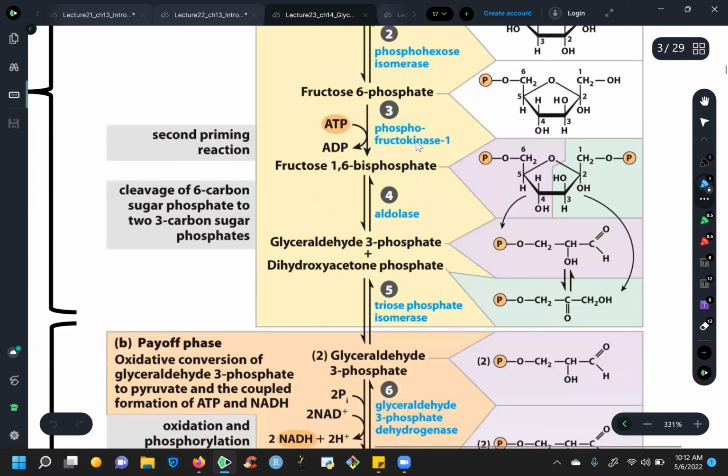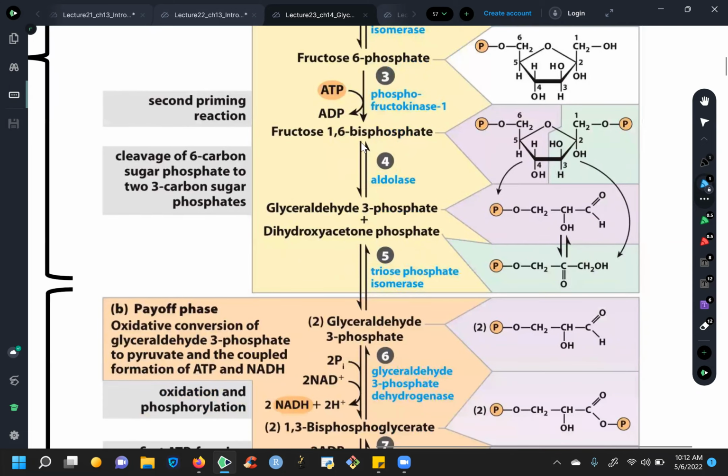And then for reaction number 3, we have phosphofructokinase 1. So a kinase adds a phosphate, and now it's adding it to carbon number 1. And so where did phosphofructokinase 1 get this phosphate? Well, it got it from ATP. Okay, so we used another ATP. And so now you can see your fructose molecule, your 6-carbon sugar, and it has a phosphate at carbon number 1 and carbon number 6.